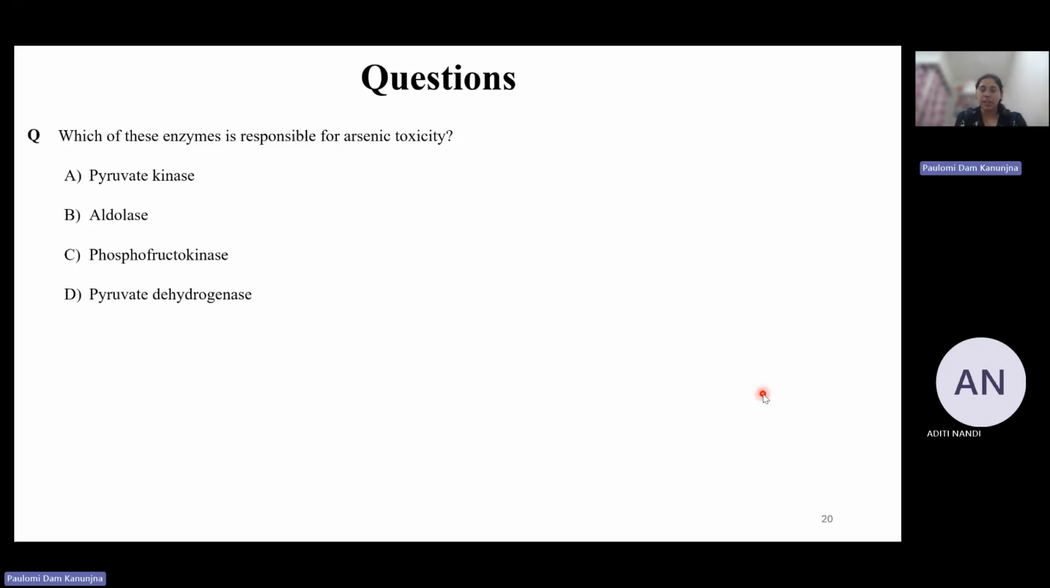Okay. Right. So, I'm so sorry, I didn't get the answer for this. So this question is left. Then we'll do the next part for today's session. So, which of these enzymes is responsible for arsenic toxicity? I think I did. I don't remember.